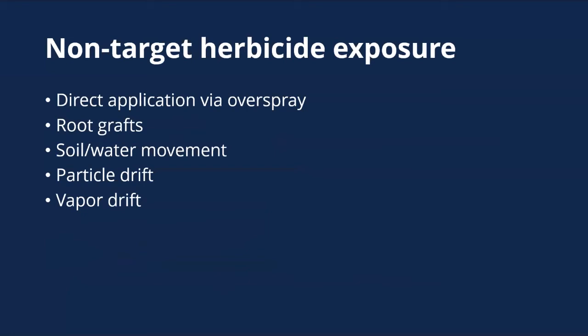And of course, there's a bunch of different ways non-target species or trees can be exposed to herbicide. A big one is basically a direct application via overspray. Some herbicides move through root grafts. There's soil, water, overland movement, and then particle drift, and of course, vapor drift.